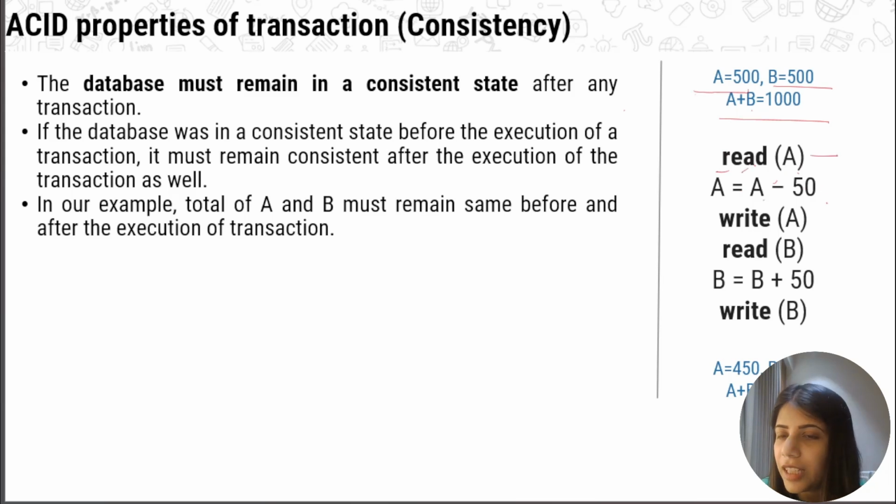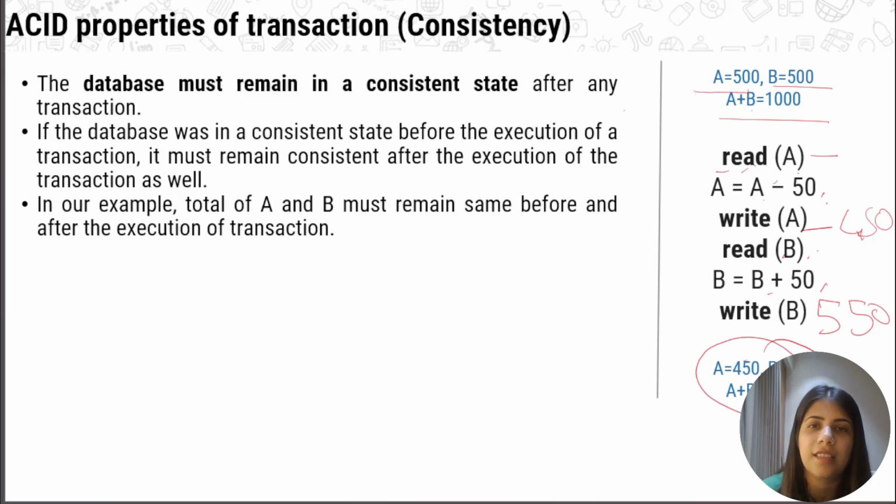500 minus 50 will be 450 and so A's account is updated as 450. It will read B's account, which is 500, B plus 50, which means 500 plus 50 will become 550. So 450 plus 550 is still the same, 1000. So this is a consistent state before the execution also and after the execution also. I hope this is clear.